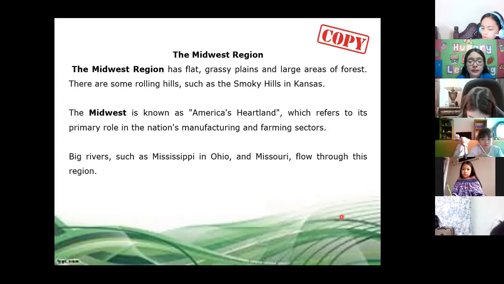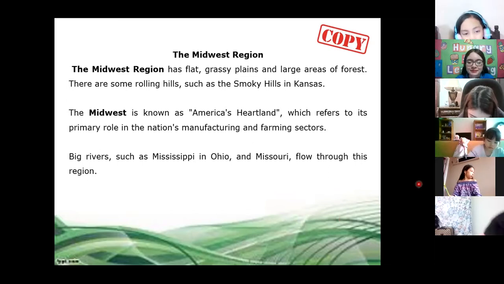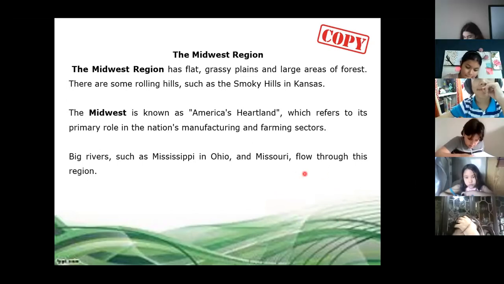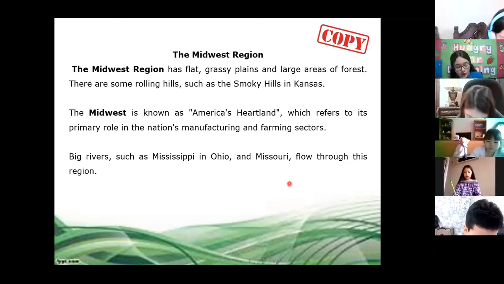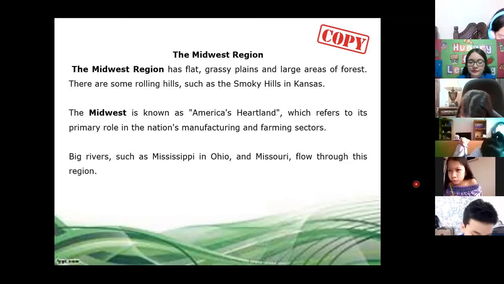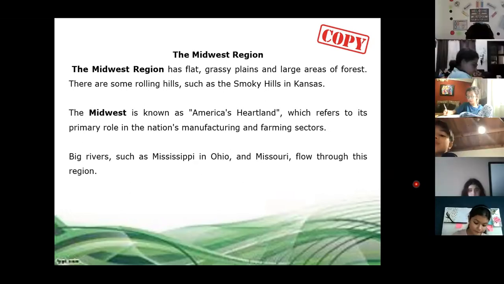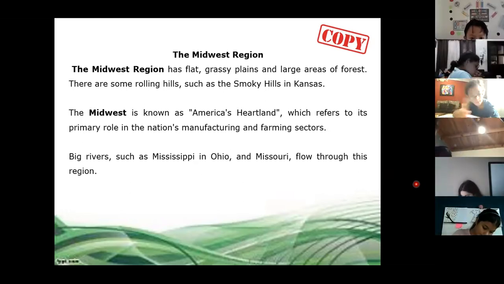You have to copy. Even though you're taking a screenshot, you have to copy that information. If you don't finish, this is an advantage. Remember that you can take a screenshot, or you can download this presentation on Schoology. You can watch the video also. Yes, it's already there. Mississippi, yes. Mississippi and Ohio.